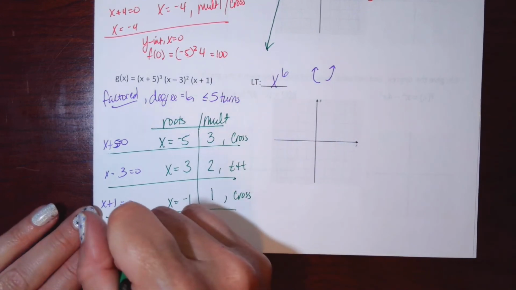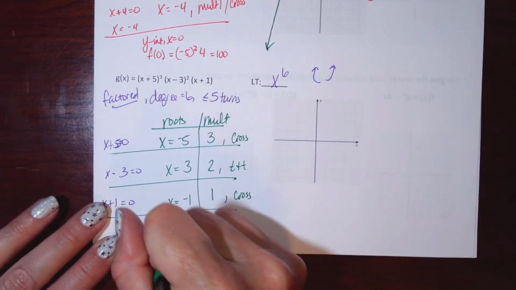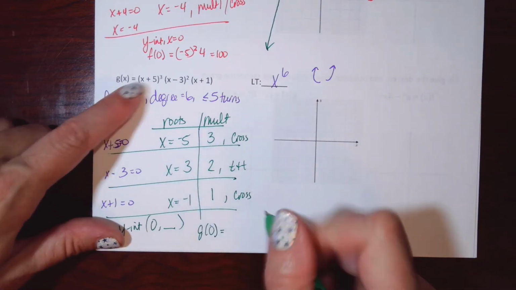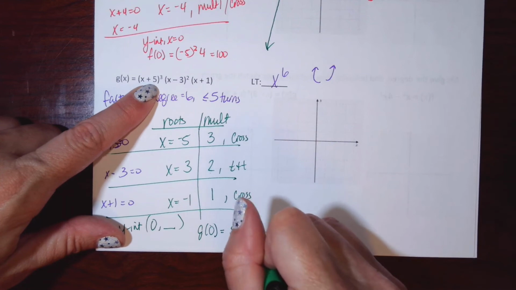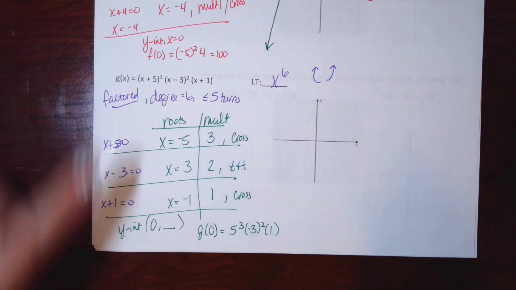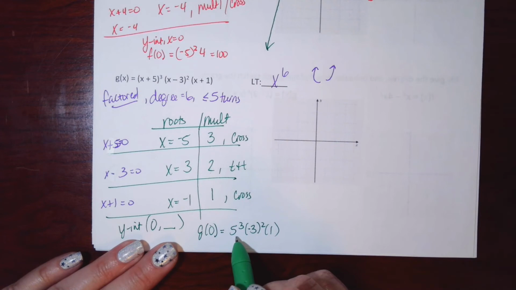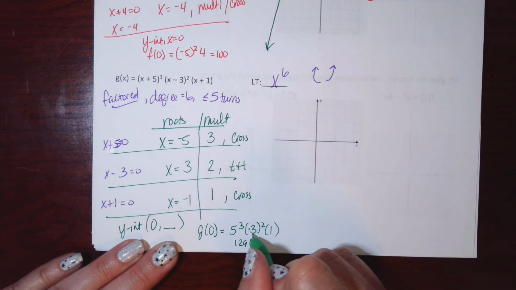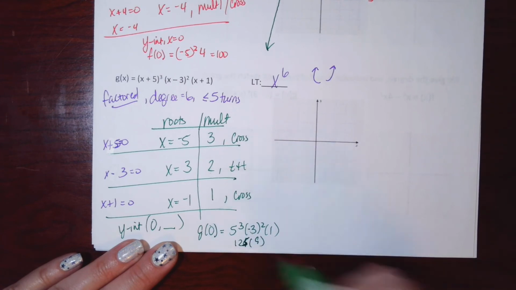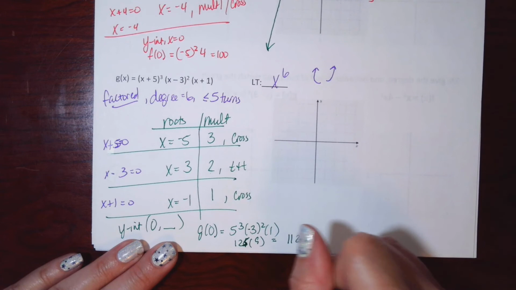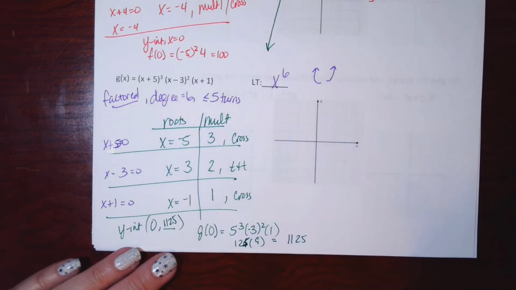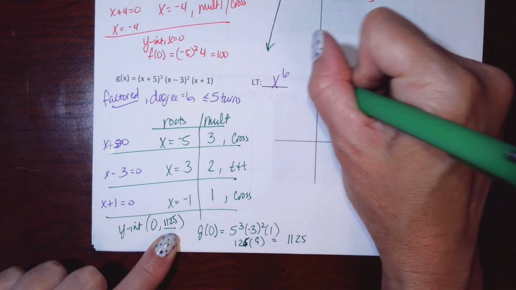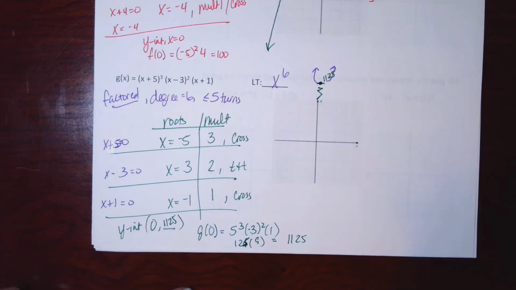The other thing I need to think about is my y-intercept. Where x is 0, what is y? So g of 0 would give me 5 cubed times negative 3 squared times 1. 5 times 5 is 25 times 5 is 125. 125 times negative 3 squared is 9. 125 times 9 comes out to be 1,125. So these were kind of ugly y-intercepts, right? So that y-intercept, again, I've got a break in my graph. Way up here somewhere, I got 1125.